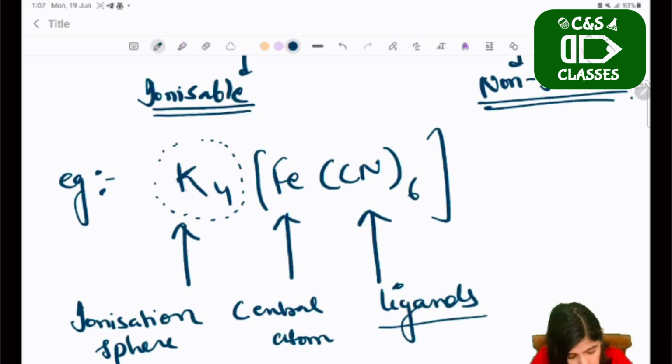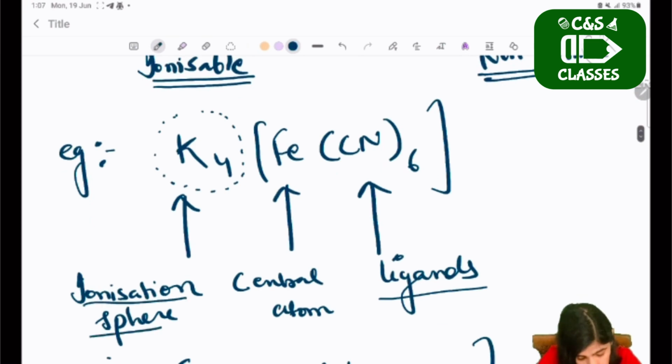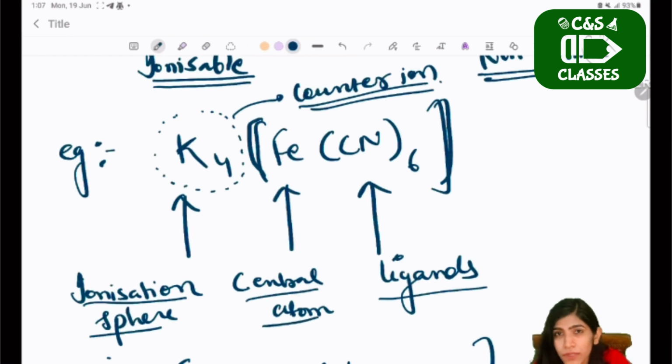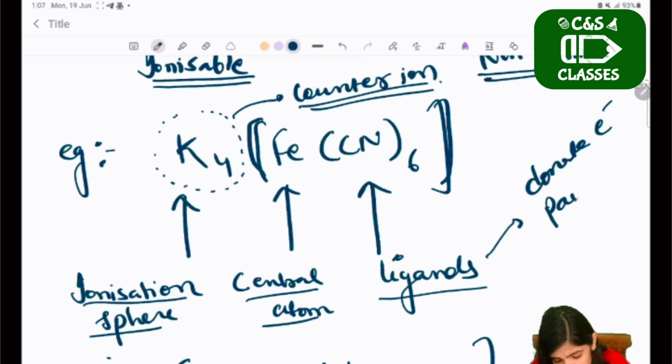So here, the part written outside the bracket is nothing but the ionization sphere, and this K4 is sometimes also called the counter ion. The bracket part is your coordination entity or coordination sphere. This coordination entity contains the central atom, to which a fixed number of ligands are attached in a very fixed geometry. What is the role of a ligand? A ligand actually donates its electron pair to the central atom.